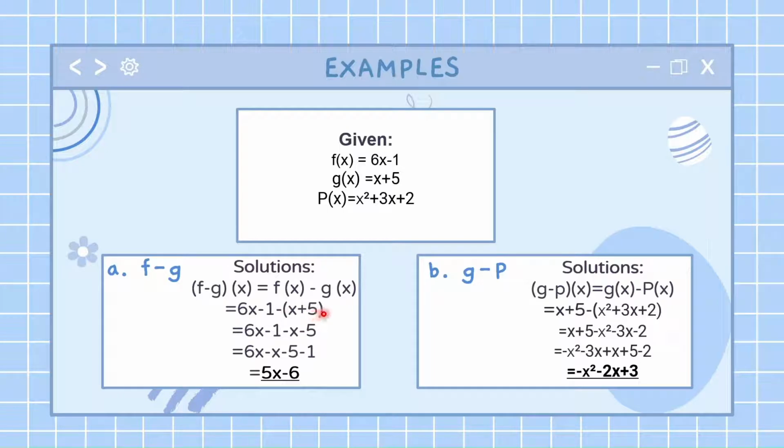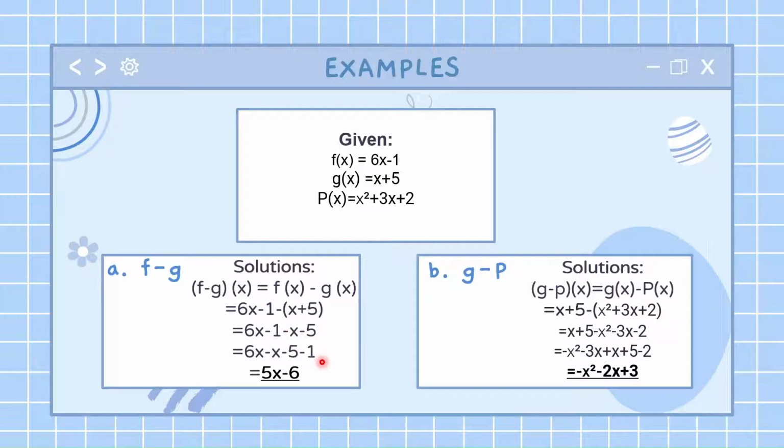Now, after you substituted the values, what you need to do is distribute the minus sign since we are getting the difference or we are subtracting it. Now, distribute. So positive x would become negative x and positive 5 would become negative 5 as you see here. So it would become 6x minus 1 minus x minus 5.